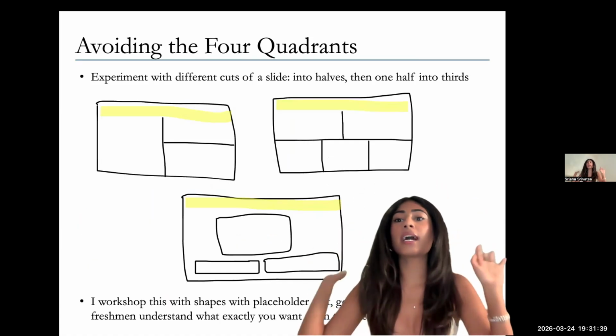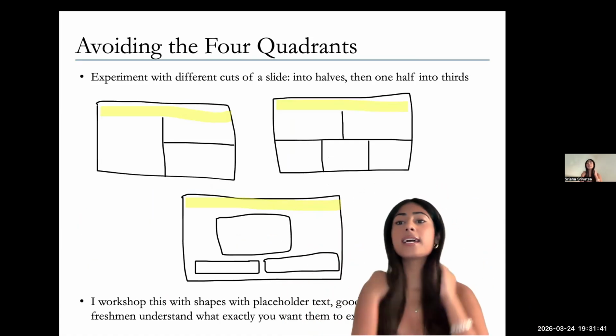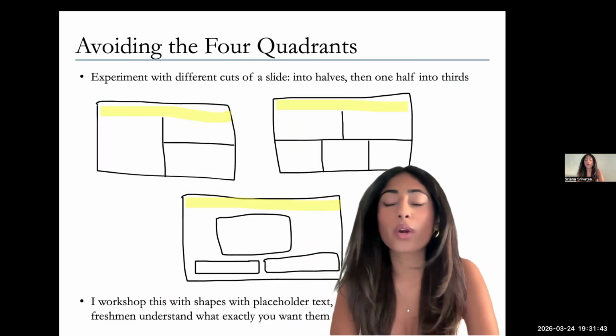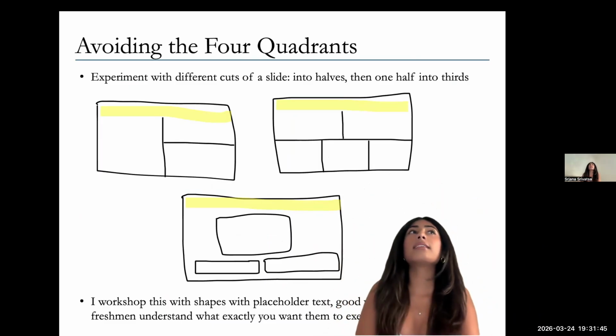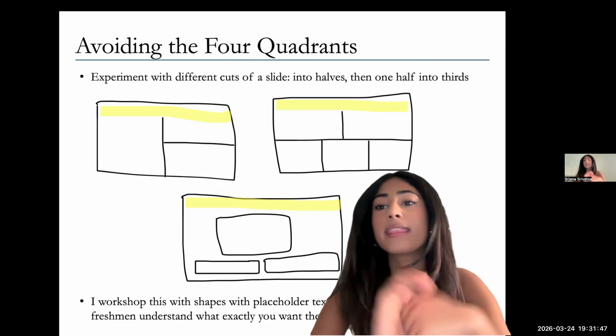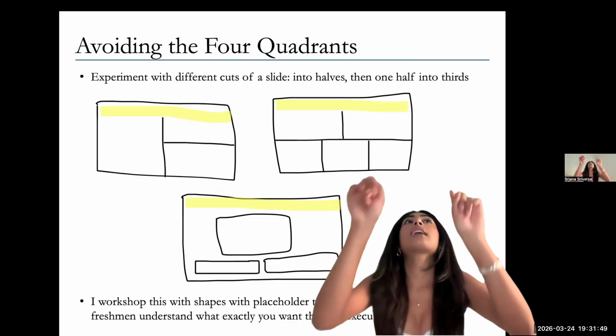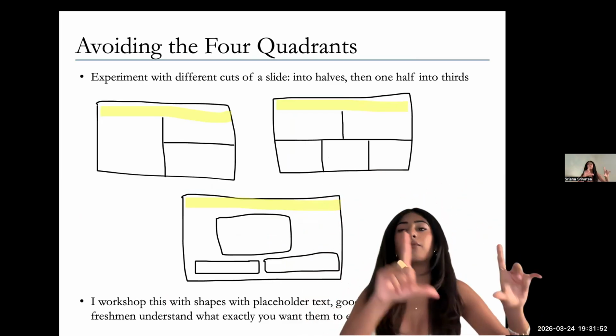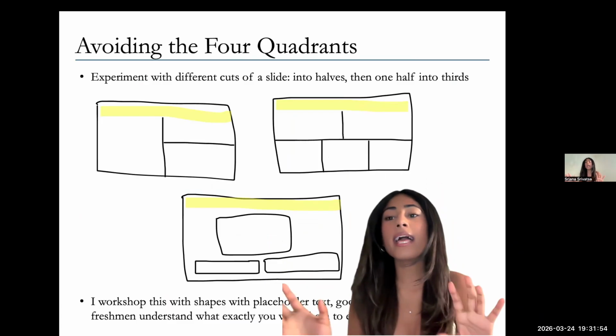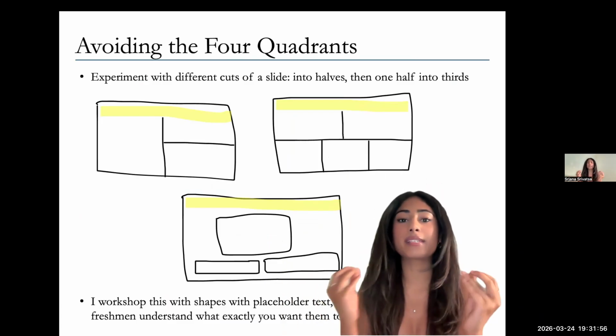And I think this is the big takeaway of what is good slide design intuitively. You really want to avoid the four quadrants at all costs. This is basically the default slide design that I think people use in stock pitches: you have the title, and then you have four boxes of content. And I think if you can avoid this, that is really what makes a good slide.